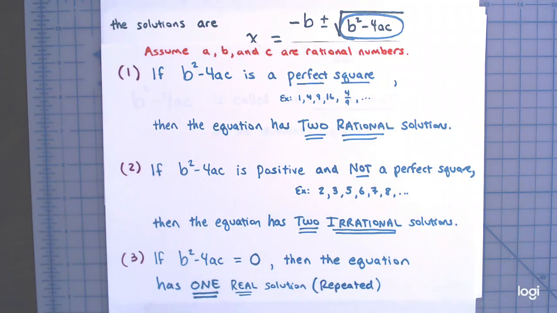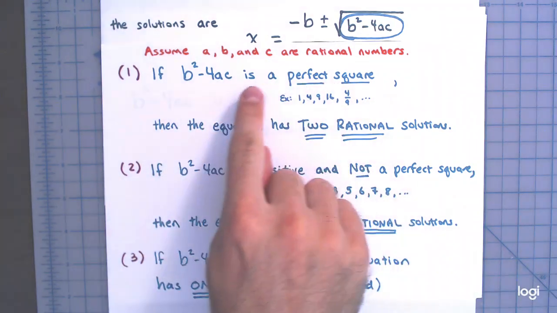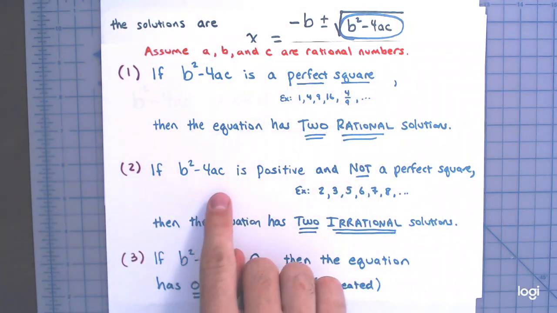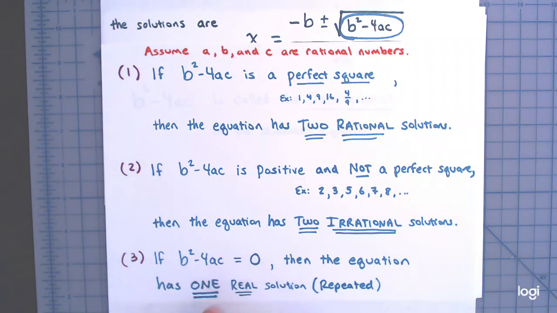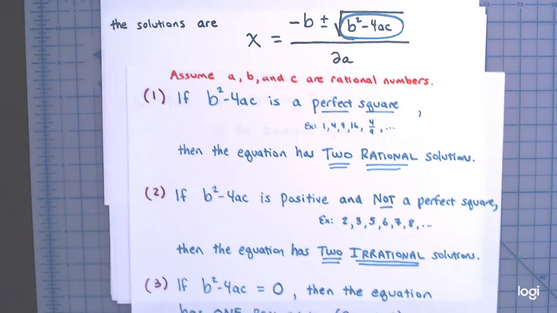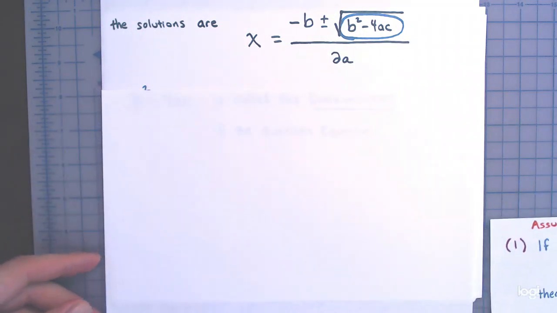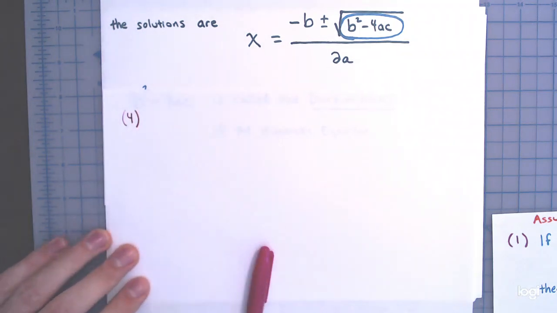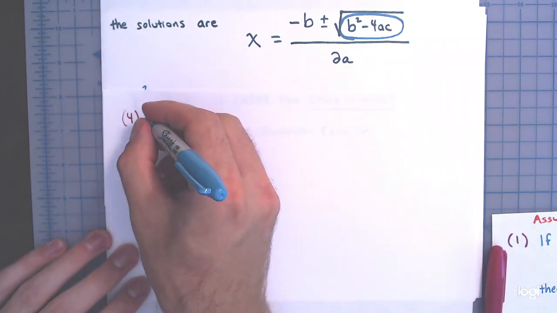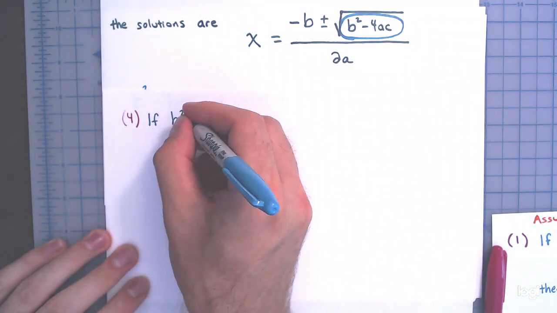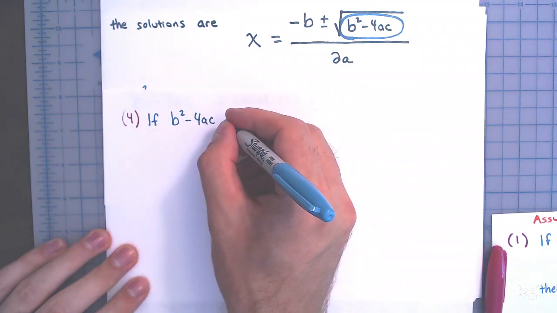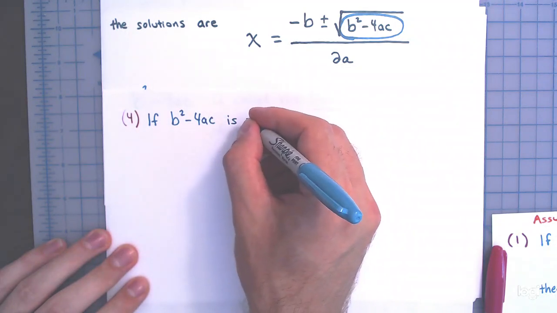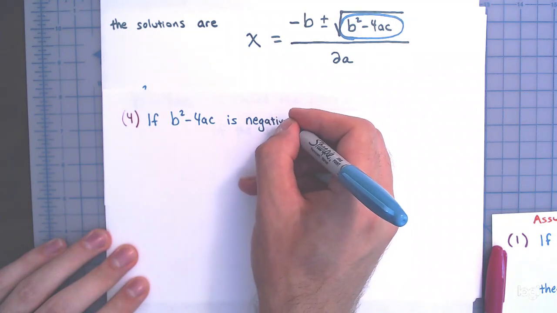Okay. Then the final case. We've talked about when the value of the discriminant is positive in a perfect square, positive not a perfect square, and when it's equal to 0. The only other case we haven't mentioned is when it's negative. So case 4, if the discriminant is negative, if b squared minus 4 times a times c is negative or less than 0.